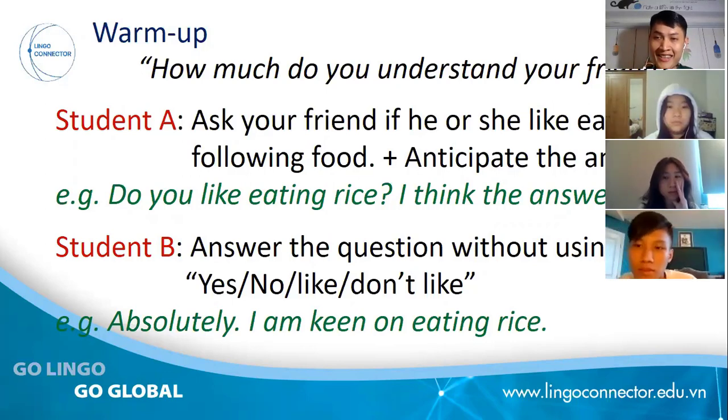Now I have a test to see whether you know each other well. So the rule will be like this. It can be a little bit complicated, but no worries, I will give you an example. I'd like one of you to ask another student whether he or she likes the following food. I'll show you the pictures, all right? And also, you have to anticipate the answer. And student B, the other student, has to answer the question, of course. However, try not to use yes, no, like, or don't like. Is it all right? Okay.